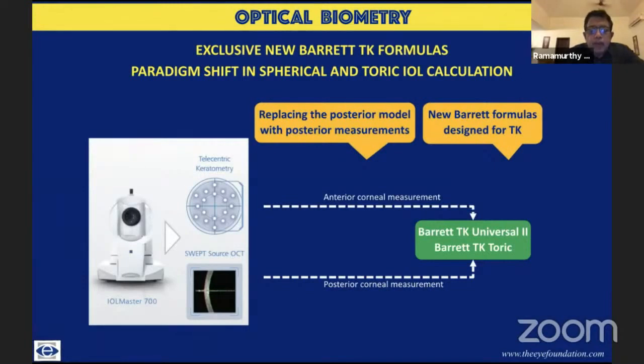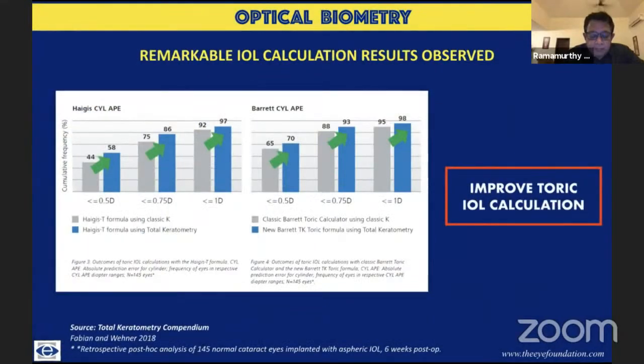Now the Barrett comes with the Barrett TK Universal 2, which is essentially used for the calculation of the spherical intraocular lens, and the Barrett TK Toric for the toric intraocular lens power as well as its orientation. And we have also the Barrett True K Toric formula, which is essentially used for the intraocular lens power after a post-refractive surgery scenario. Because of the exact measurement of the anterior curvature and the posterior curvature, the specificity as well as the precision of these formulas is significantly enhanced.